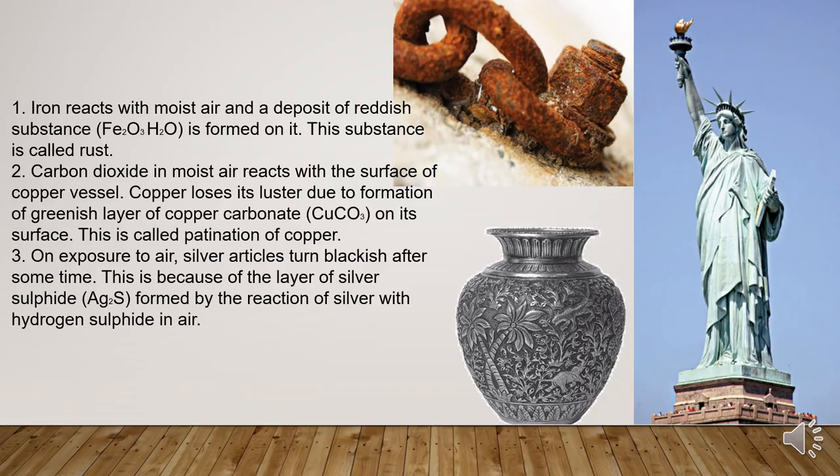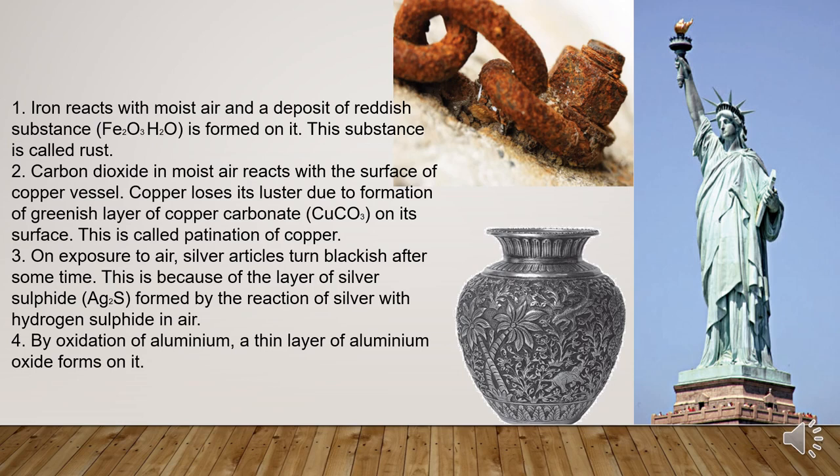Now this is because of the layer of silver sulfide formed by the reaction of silver with hydrogen sulfide in the air. As we have learned, there are many different gases present in the air along with the ones we have normally studied. So hydrogen sulfide gas is also present in air, and that reacts with the silver articles that are kept exposed. By oxidation of aluminium, a thin layer of aluminium oxide forms on it.